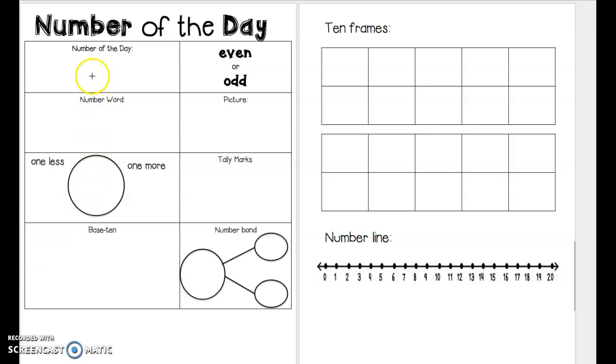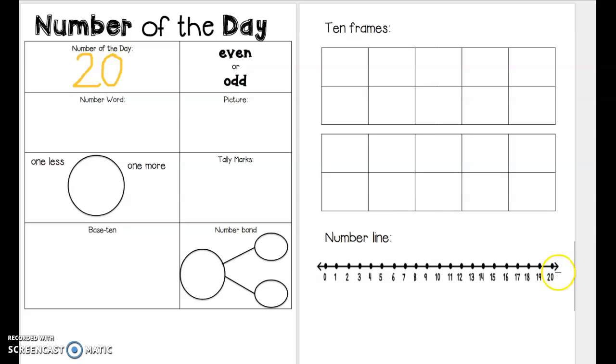Hey boys and girls, today our number of the day is the number 20. So 20 is a 2 and a 0. 20. Let's see if we can find that on our number line. Our number line starts at 0 and it actually ends at 20. If we count it all the way up, on this number line, it ends at 20.